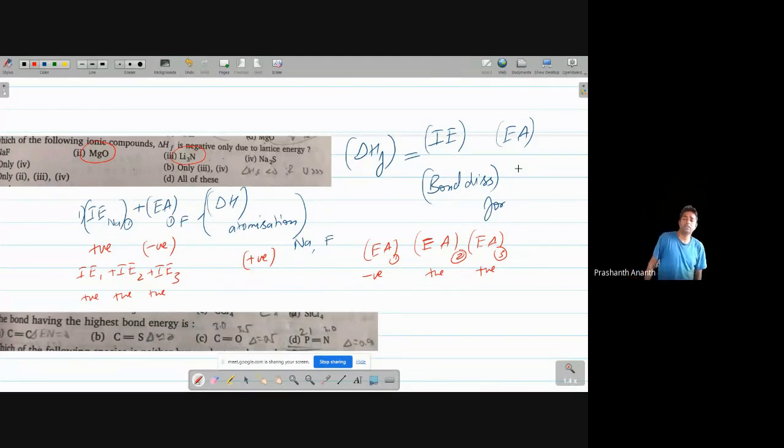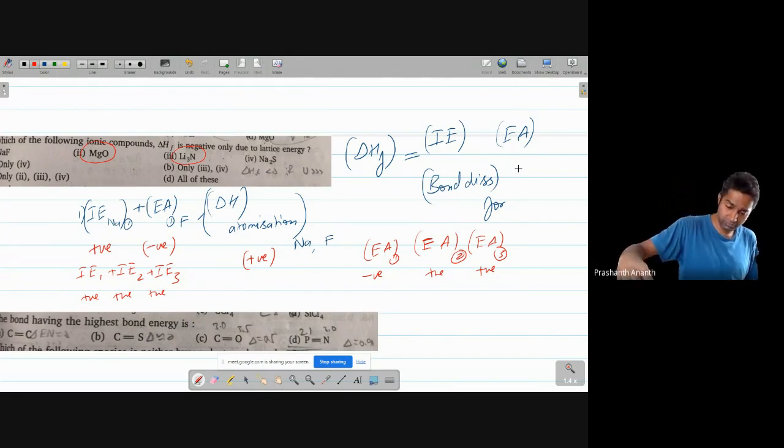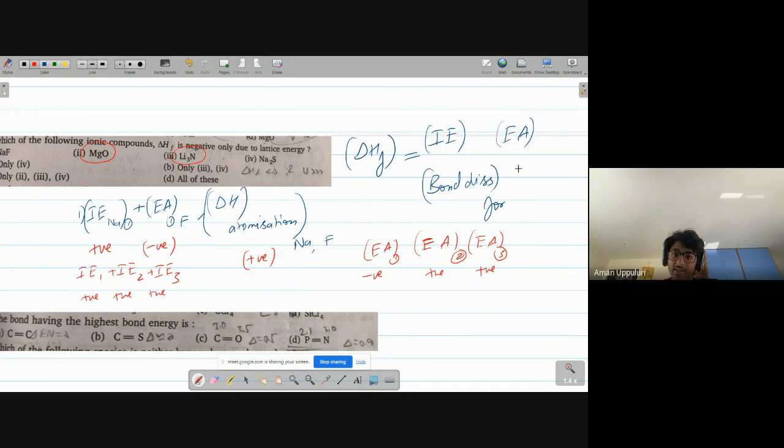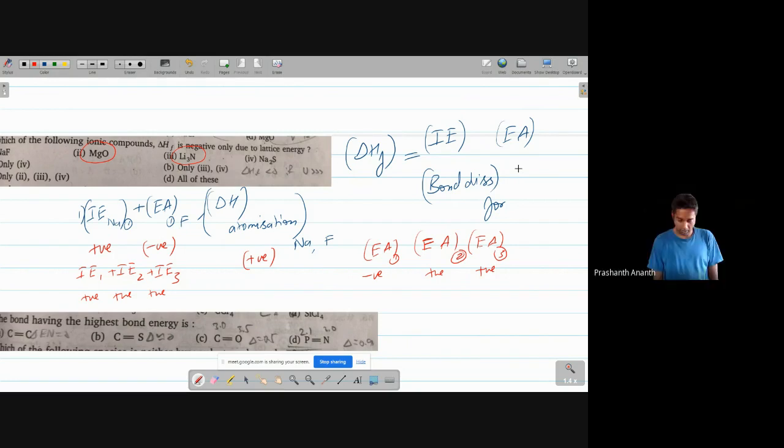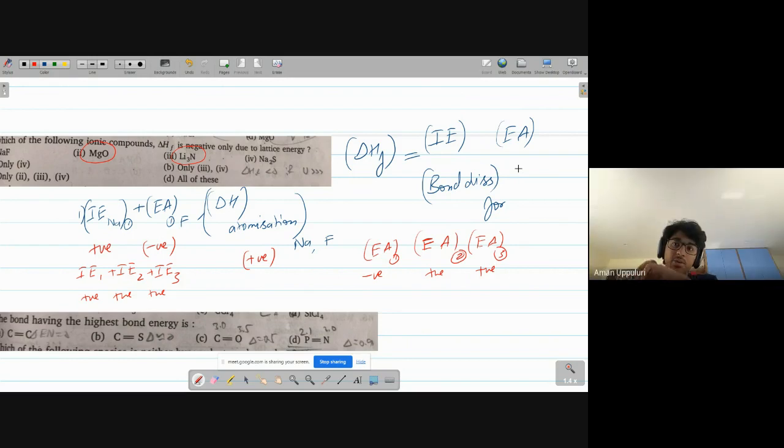Can you define electron gain enthalpy or electron affinity properly? What is the definition? Electron gain enthalpy is the energy required or energy released when an electron is added to an atom. Okay, all right. If I'm looking at EA2, what does that mean? When you add 2 electrons, when you add an electron to the unipositive.